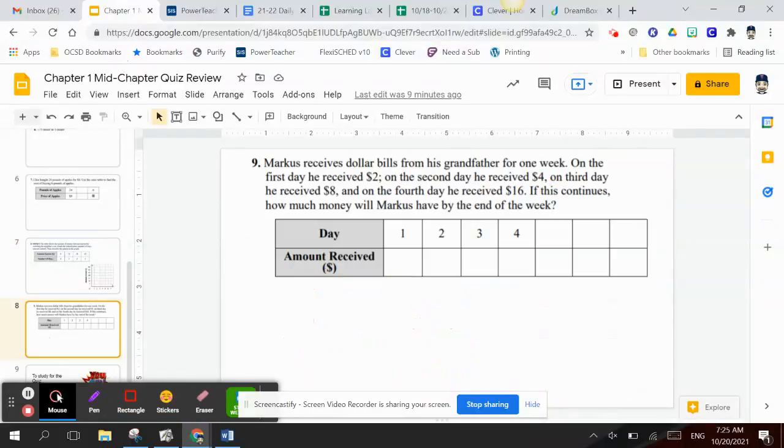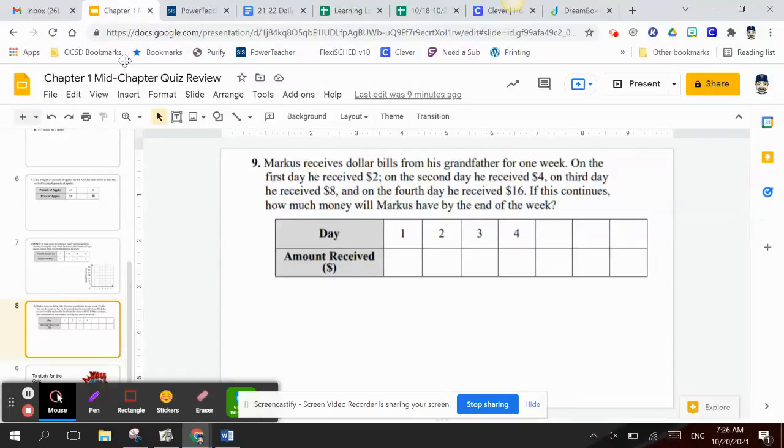Number 9 says Marcus receives dollar bills from his grandfather for 1 week. On the first day, he receives $2. On the second day, he receives 4. On the third day, he received 8. On the fourth day, he receives 16. If this continues, how much money will Marcus have by the end of the week?